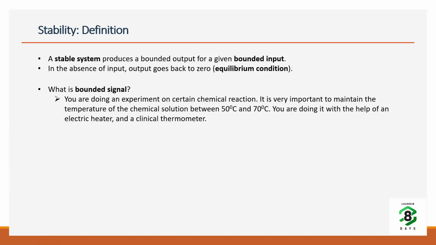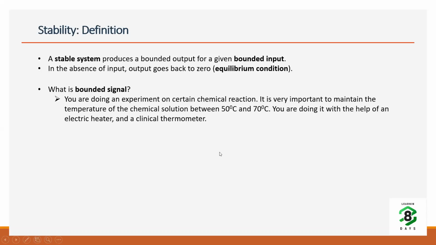You are doing an experiment in a chemical lab, and it is very important to maintain the temperature of the chemical solution between 50 degrees centigrade and 70 degrees centigrade. Your experiment will be successful only if the temperature is maintained between 50 and 70 degrees. Now you are doing it with the help of an electric heater and a clinical thermometer. So these form a control loop.